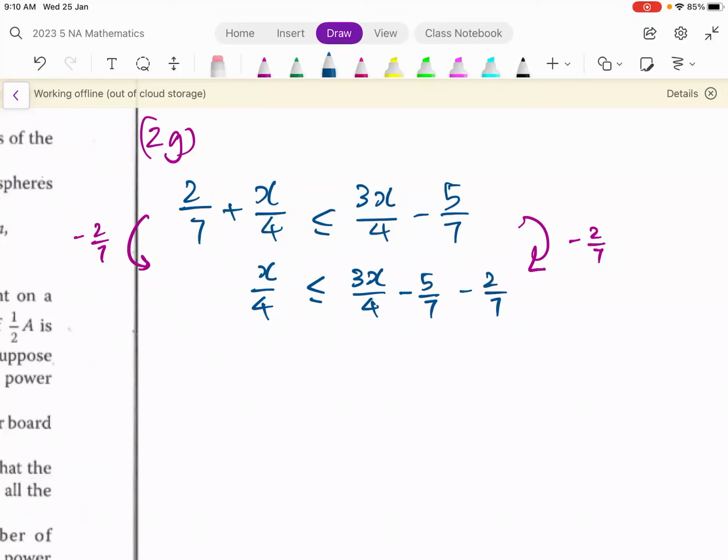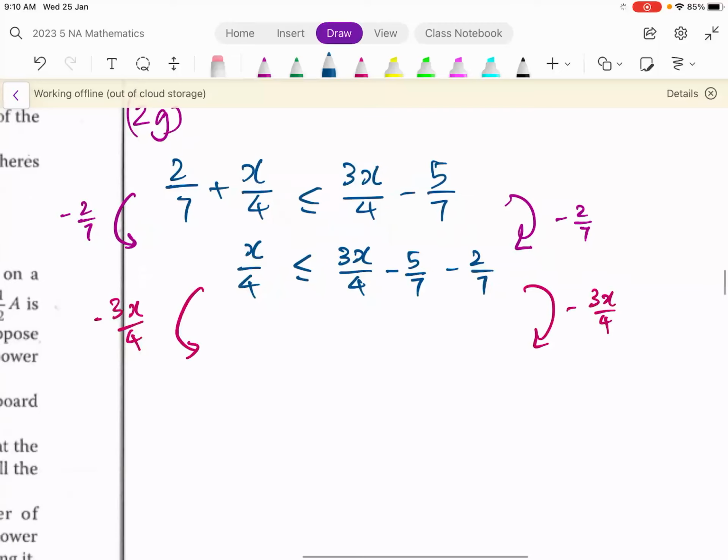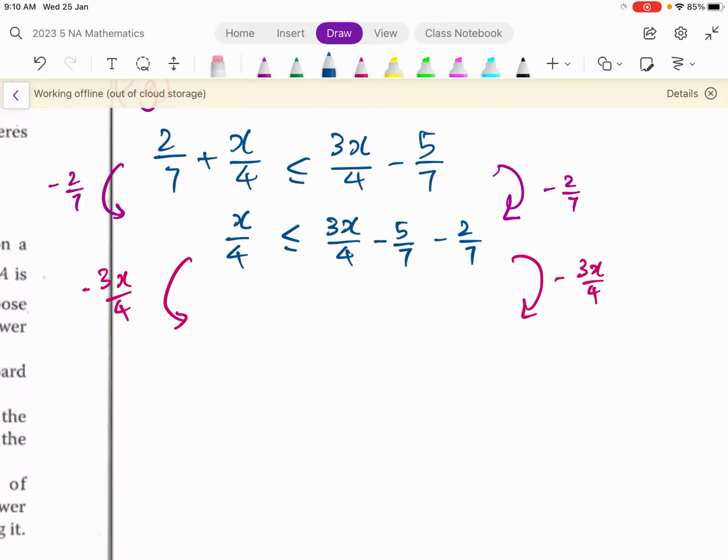Next step, I want to remove the 3x over 4. So I minus 3x over 4 on both sides. You have to see and be convinced that what we are doing is all very logical, very sequential, nothing fanciful. So x over 4 minus 3x over 4 less than or equal to, now we have negative 5 over 7 minus 2 over 7. Let me just evaluate that quickly. That's negative 1.